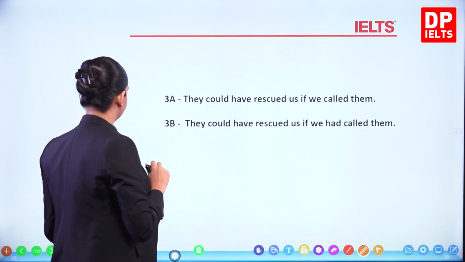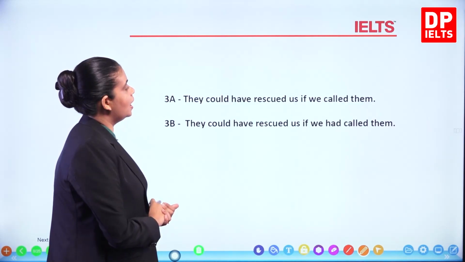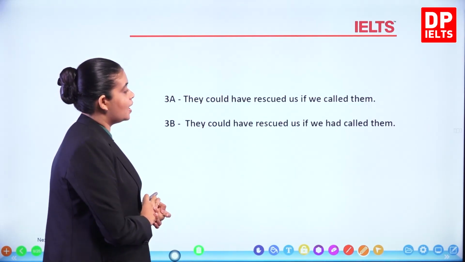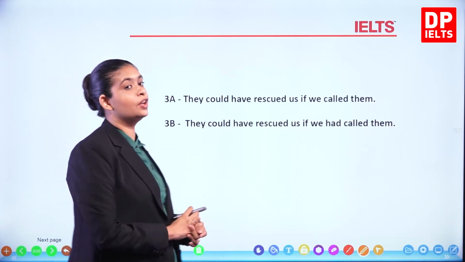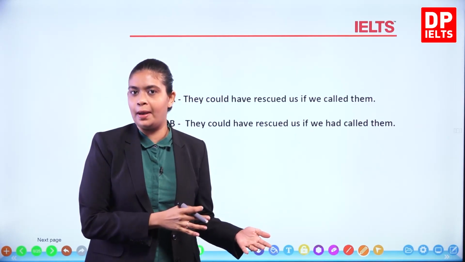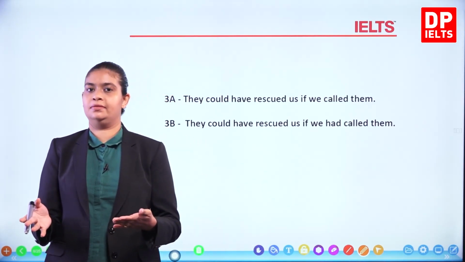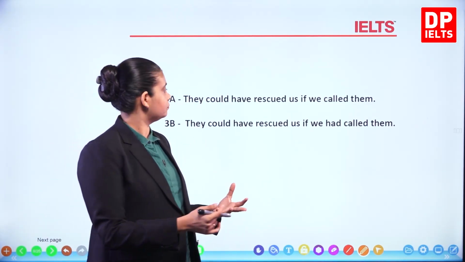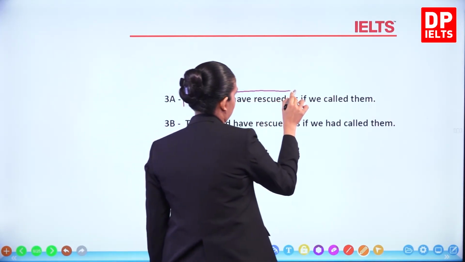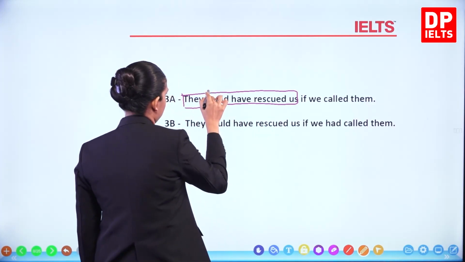Next one. A: They could have rescued us if we called them. B: They could have rescued us if we had called them. Now, this is something that could have happened but did not happen. Okay? So, let's have a look at the main clause. It's this bit.